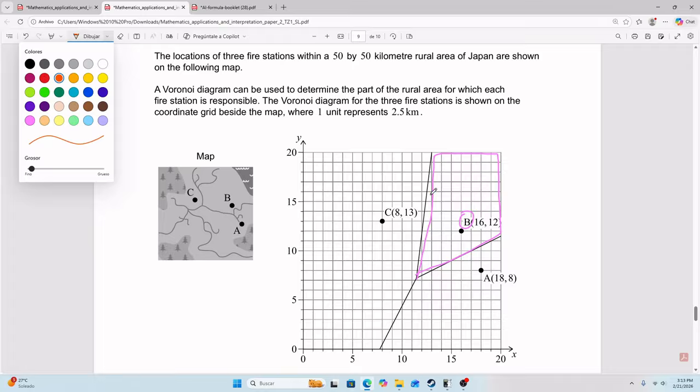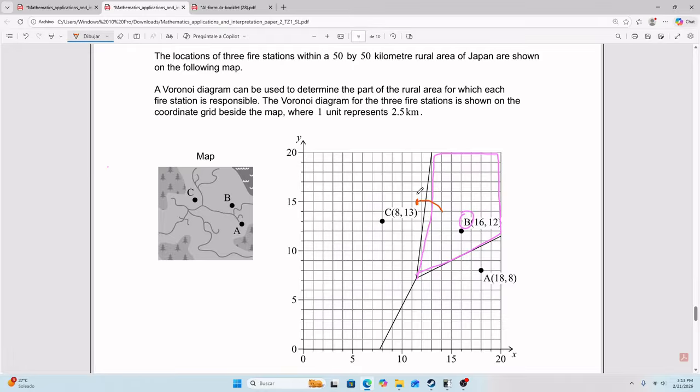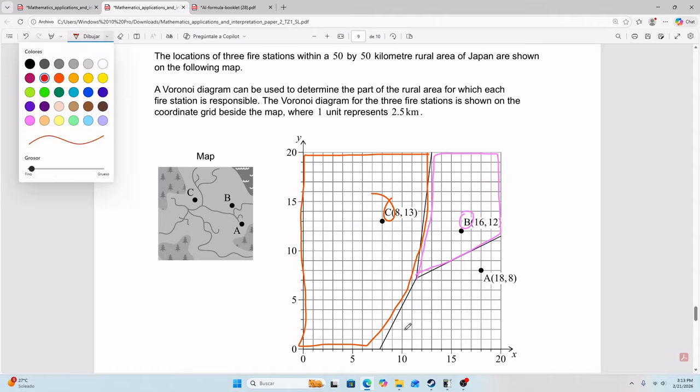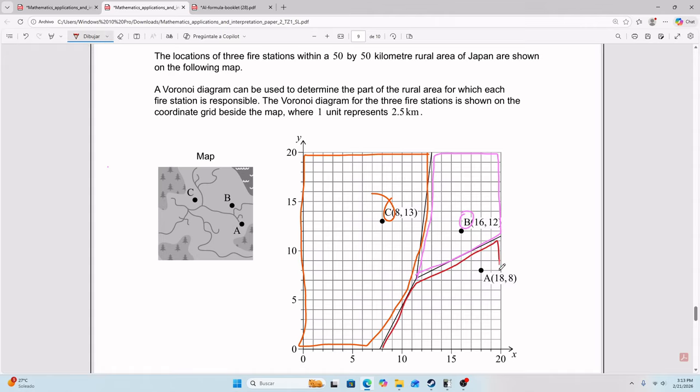The moment you pass over here, for example, you are now much closer to C than to B. Even way up here, this point in orange is closer to C than it is to B. And so all that thing in pink belongs to B. All this thing in orange belongs to C. And all this thing in red belongs to A because it is closest to A. So that's the first intuition we have to understand about the Voronoi diagram.